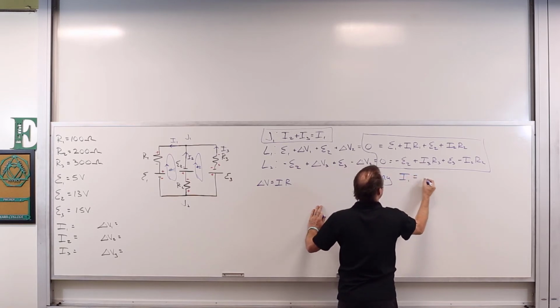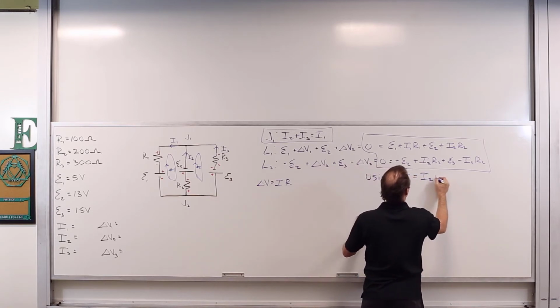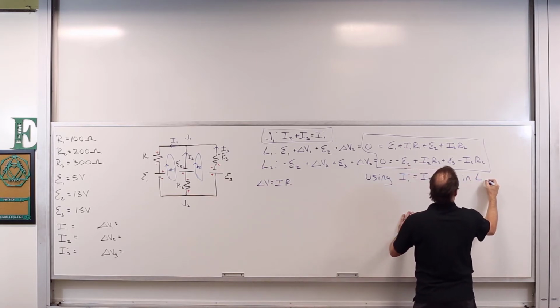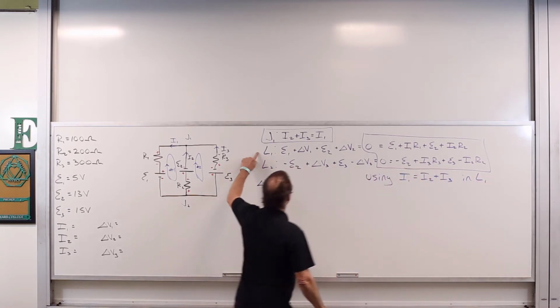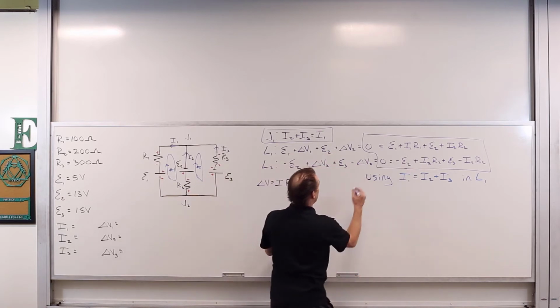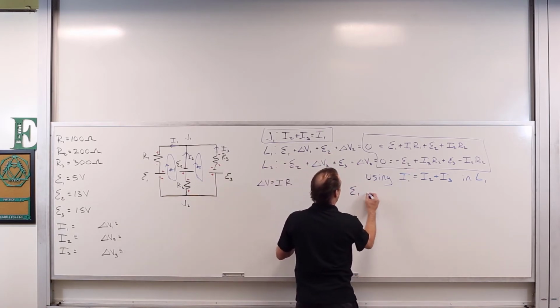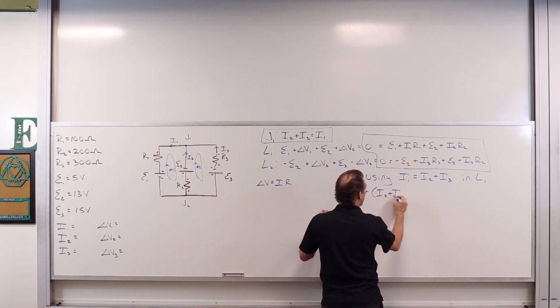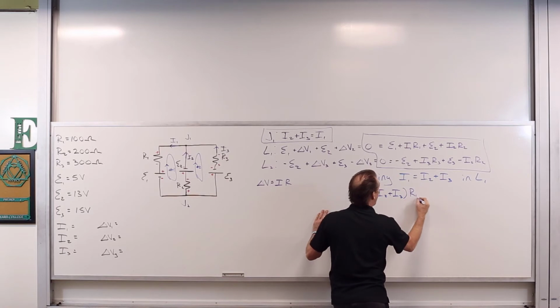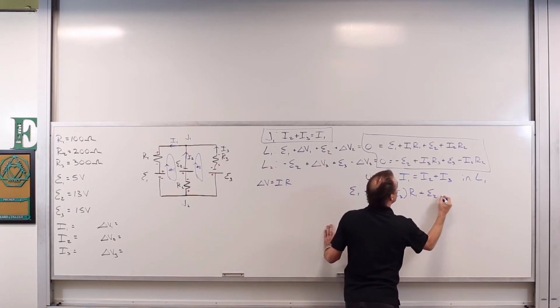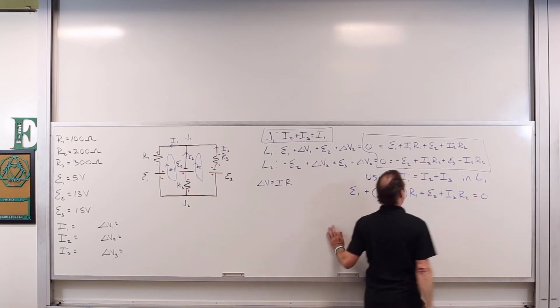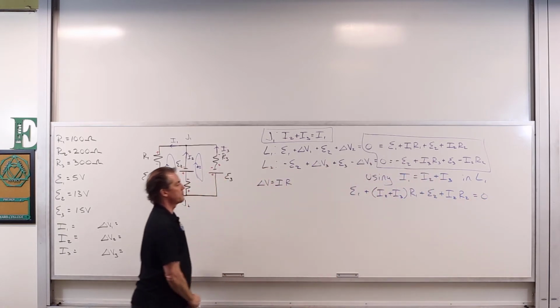Using I1 is equal to I2 plus I3 in L1 with rule 1. So what do we get? We've got ourselves E1 plus, well, now we've got I1, that's the quantity of I2 plus I3, times R1, plus E2 plus I2 R2 is equal to 0. So that expands out.